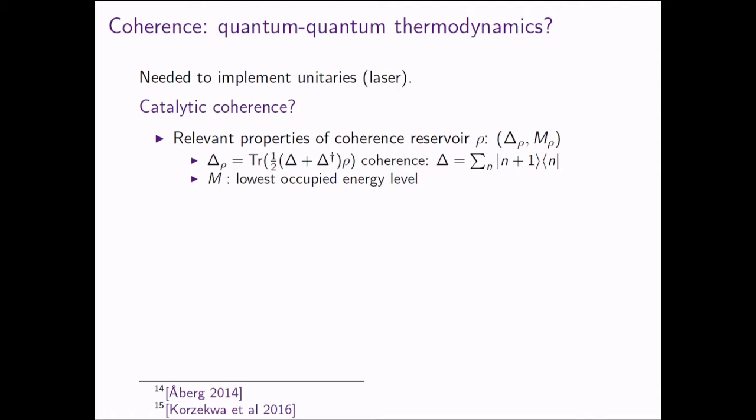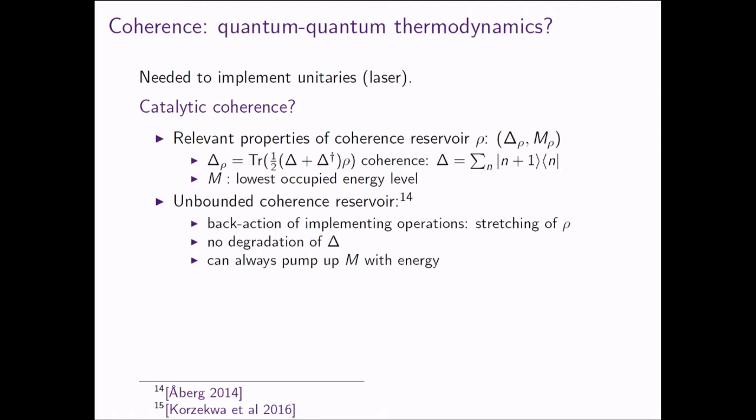Well, suppose that I model my source of coherence as, say, a harmonic oscillator, right? If it's a laser, then it's a very large coherent state on this harmonic oscillator. So what are the properties of this that are important in order to implement unitaries? The properties turn out to be just two aspects. One, this M, is easy to understand. It's like the lowest occupied energy level of my harmonic oscillator. And the other one measures how well spread this coherence is. Okay, it's this term here.